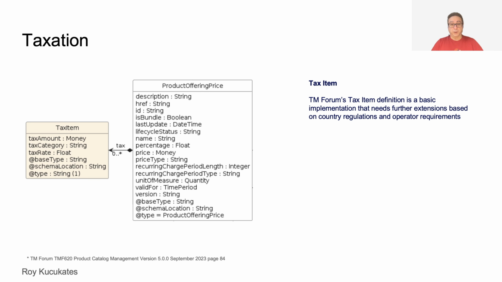In case you have multiple price types like one-time charge, recurring charge, fees, etc., you can define different tax categories to different price types, and this is just the flexibility of the model.